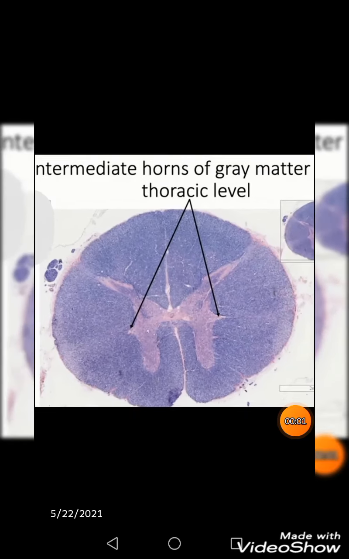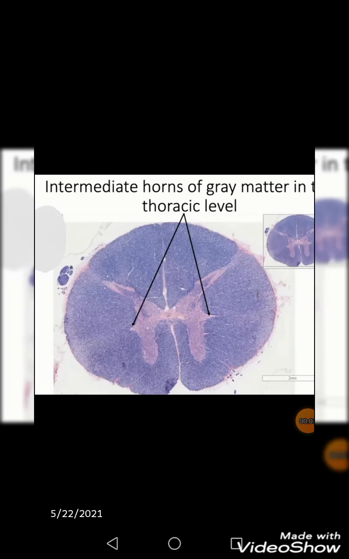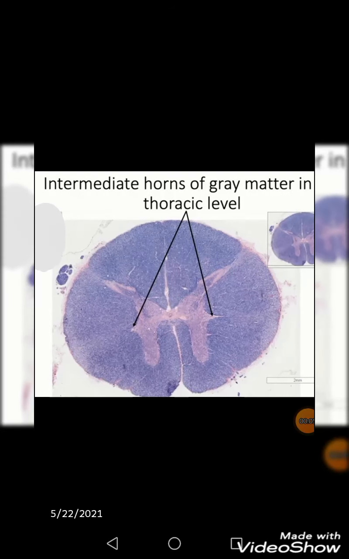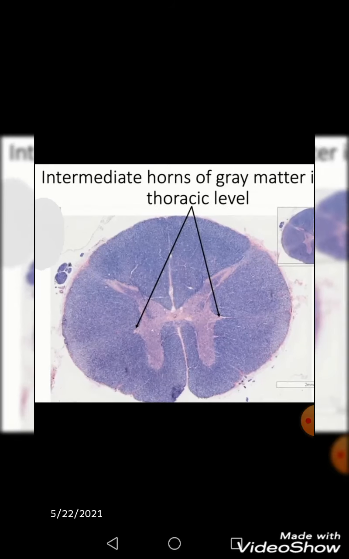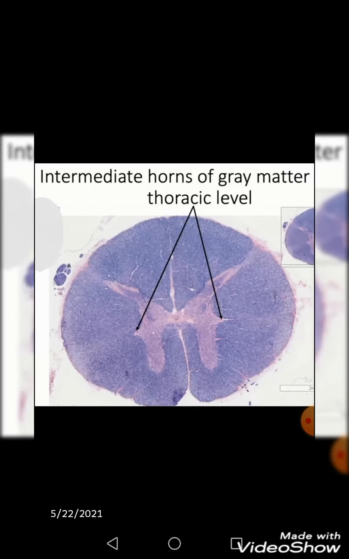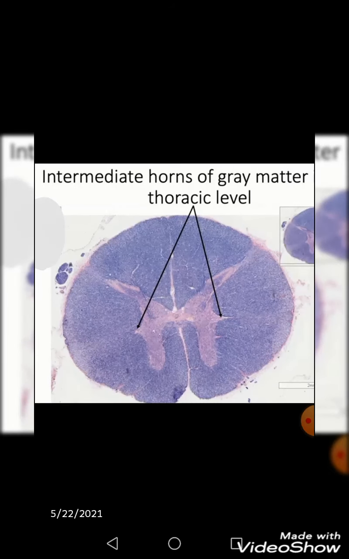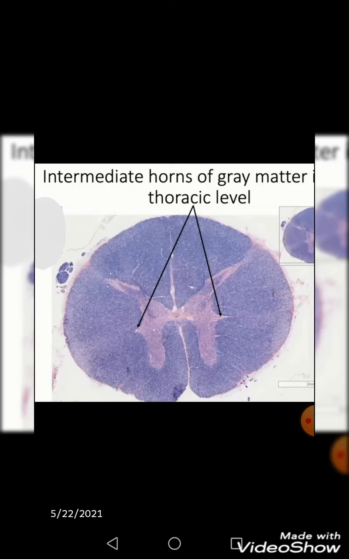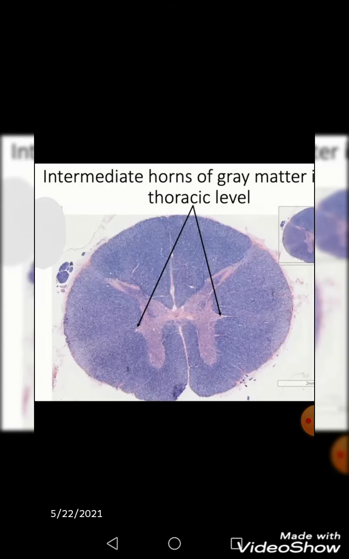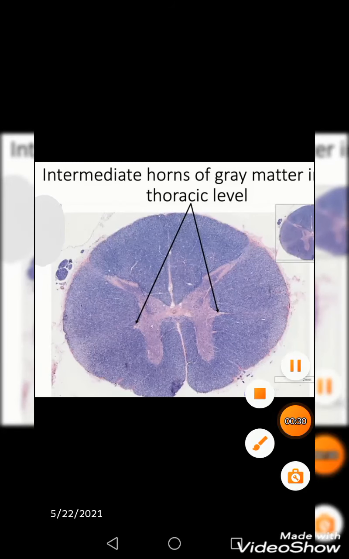Now the very important thing to be discussed here is the intermediate horn or lateral horn of gray matter in the thoracic region, I would say, and it is also present in your upper lumbar region, right? And what do they carry? They carry the cell bodies of the preganglionic sympathetic efferent neurons, right? And they are concerned with your sympathetic outflow from the cord, right?